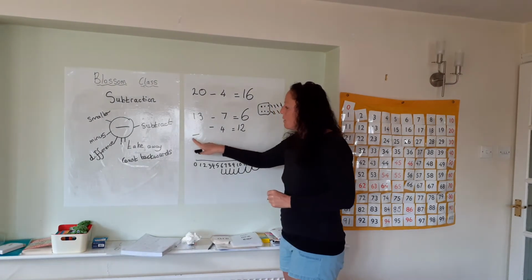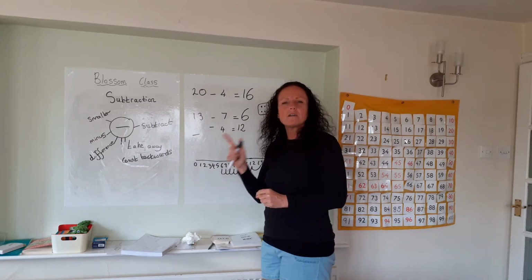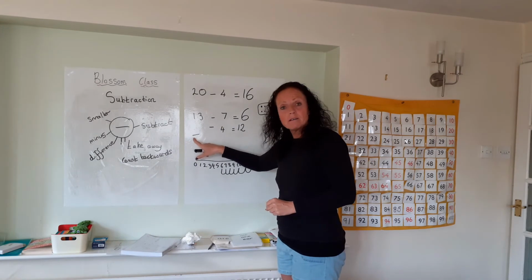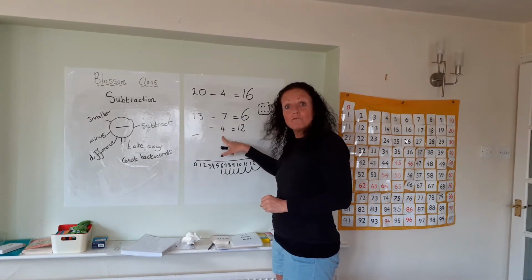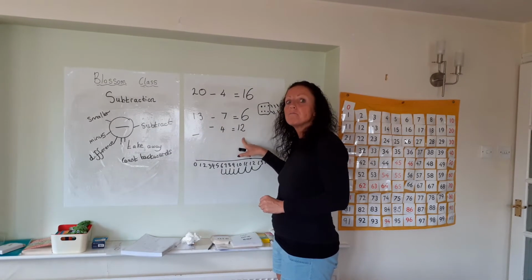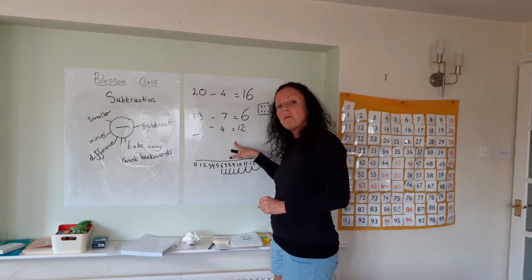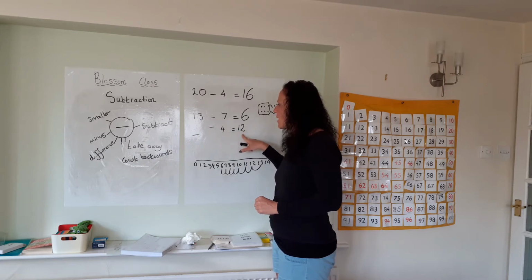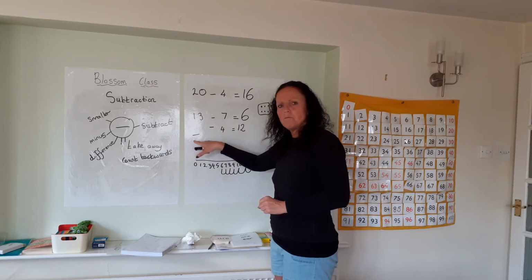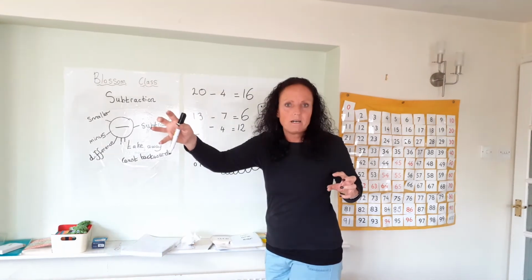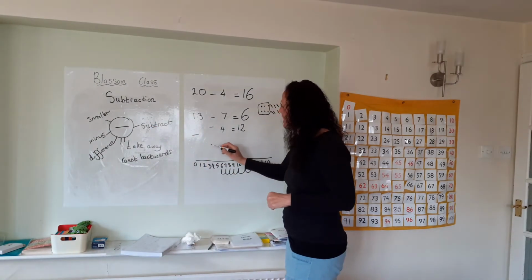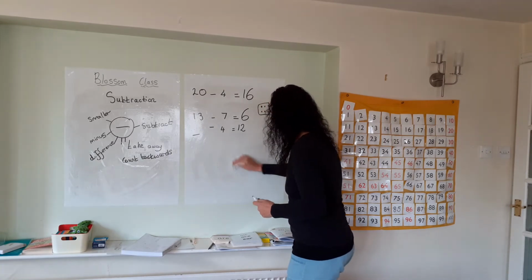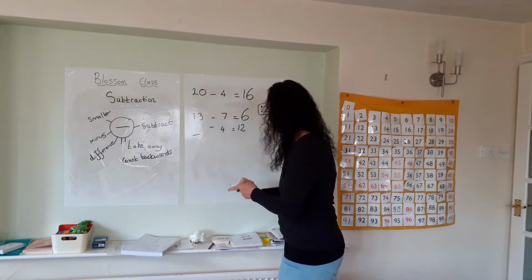Okay, so let's think about this one here, which is always our tricky missing number problem. So something take away 4 makes 12. Now, do you remember when we did our part whole that we know that something take away 4 makes 12. So that means this number has to be bigger. So if we have our number line, again, so Mrs. Shaw's going to do a very quick number line here.